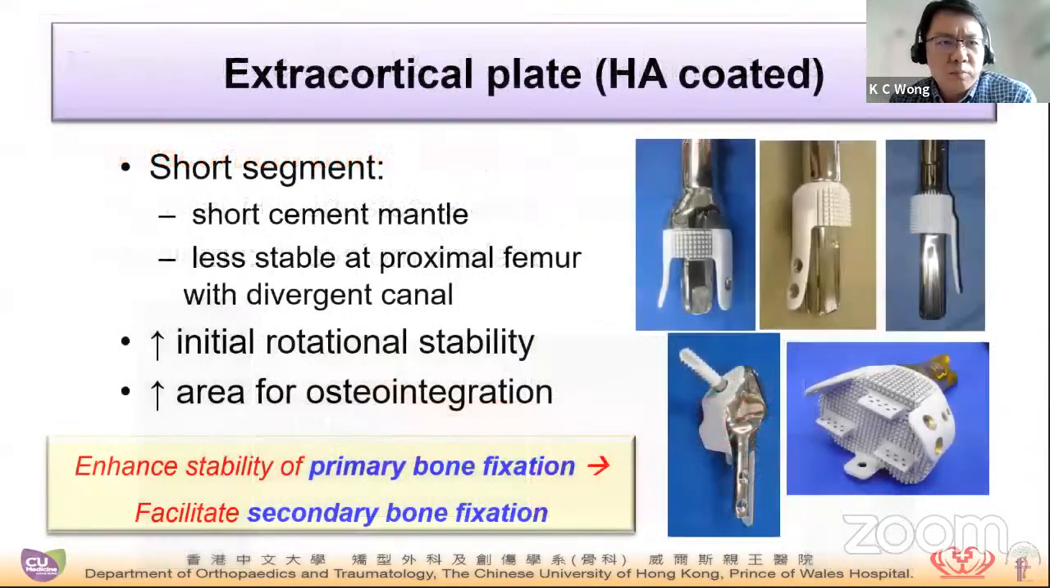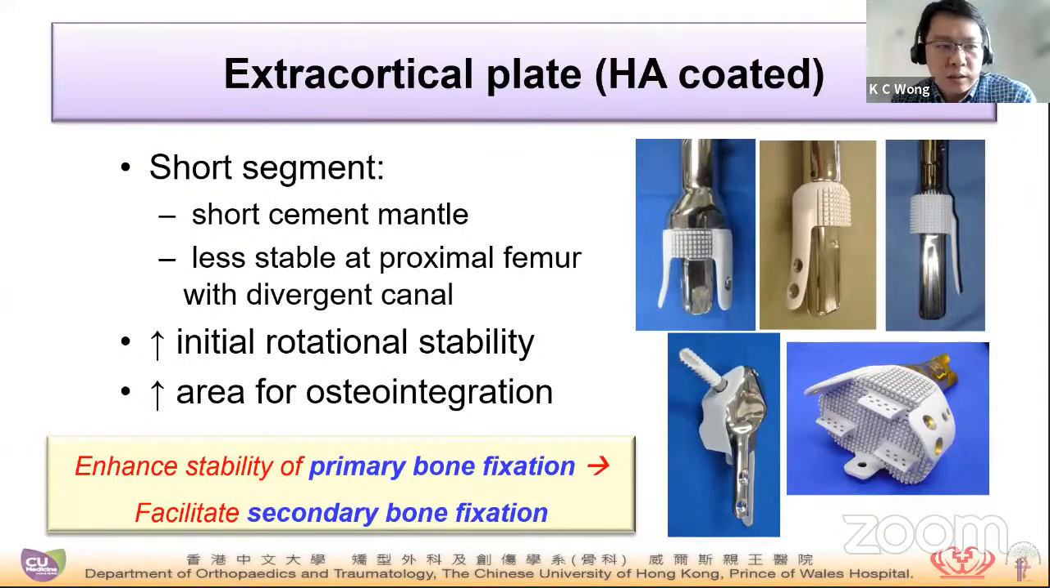For all the custom implants, the first concept is they should be anatomical. But for us, the bone implant junction should also be more biological, in the sense that they should have a final secondary bone fixation. But before you can achieve secondary bone fixation, you should achieve primary bone fixation stability first. And that's the place for the customization. You can work on your specific case with the specific bone defect that can enhance the primary bone fixation.